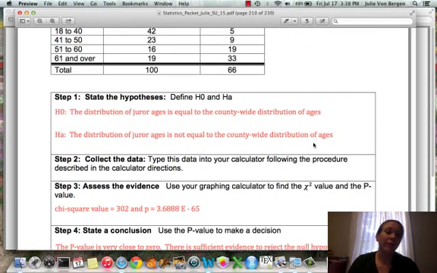So let's state our hypothesis. I used words here. You could also write that these proportions are all going to be equal. The null hypothesis is that the distribution of juror ages is equal to the countywide distribution of ages. And the alternative hypothesis, meaning that there's some difference, is that the distribution of juror ages is not equal to the countywide distribution of ages.